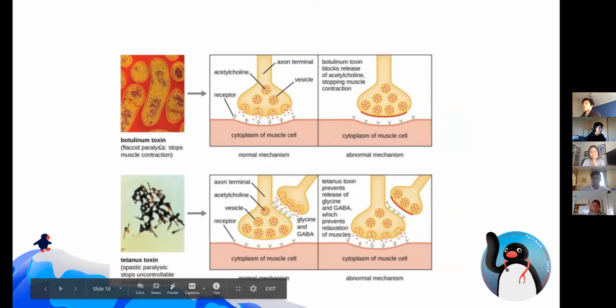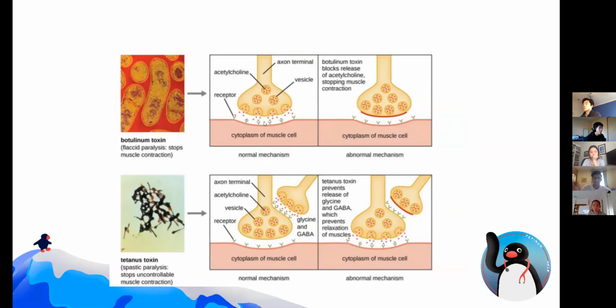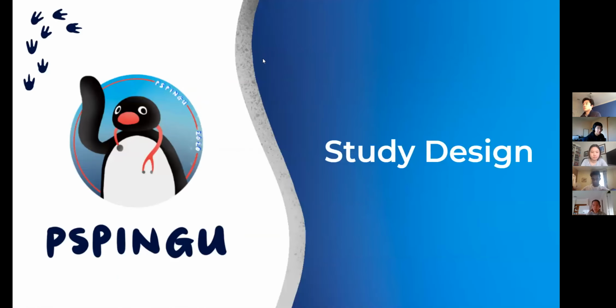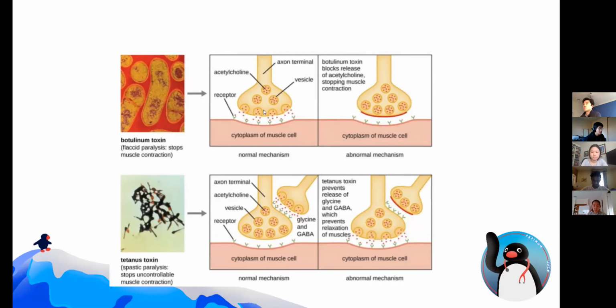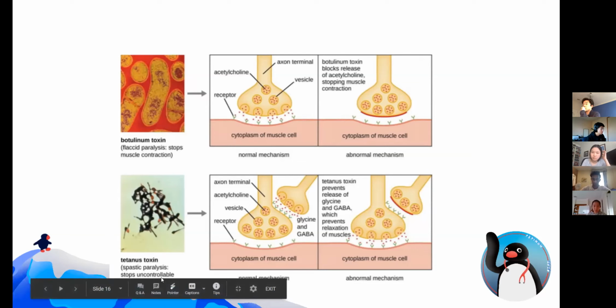For botulinum, as we said, normally an action potential propagates down, and once it comes to the end, our acetylcholine gets released from its vesicles, binds to the receptors on our muscle cells, and we can contract our muscles. However, once we have the toxin, our acetylcholine can't be released. No acetylcholine binds to the receptors on our muscle cell, and we essentially can't get our muscle to contract.